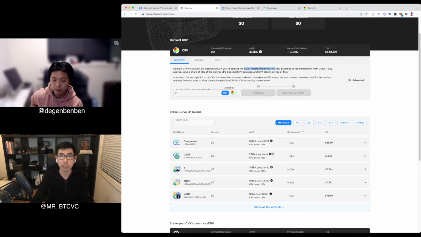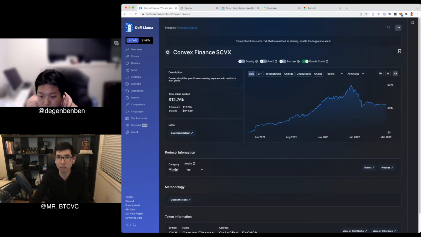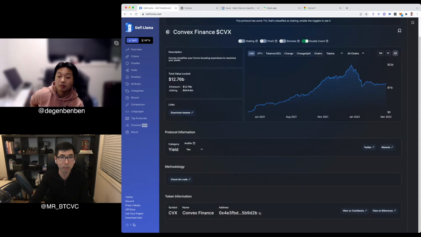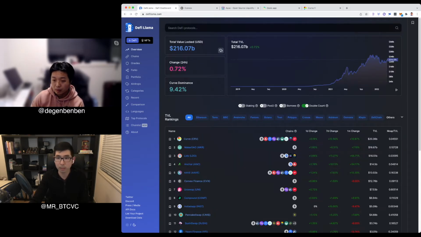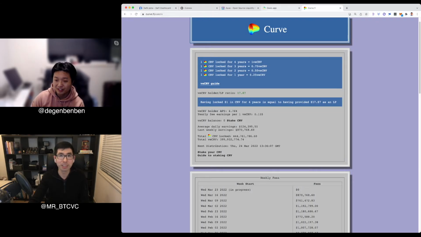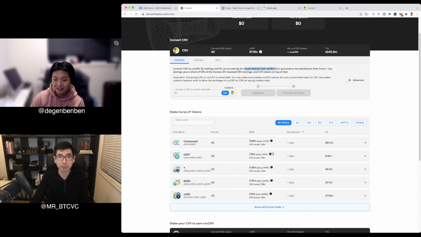But if you look at Convex's TVL, it's at $12 billion too. So it's right up there, right? To me, that's over half of Curve's TVL is in Convex. So basically most people, a lot of people are taking advantage of this, right? And that's because on top of what you would already get, you get CVX tokens, which is, so CVX is the incentive token for this protocol.